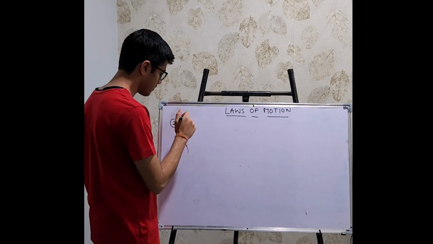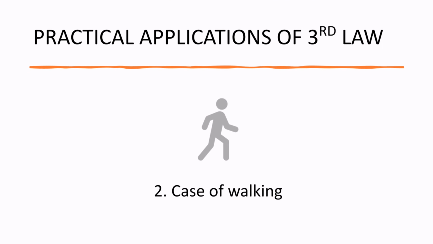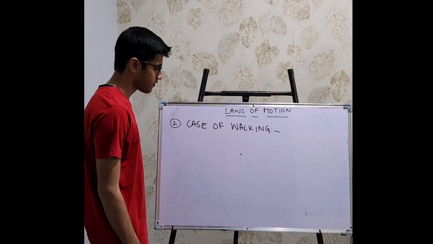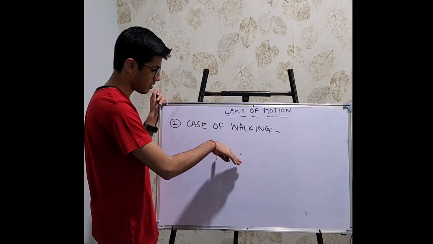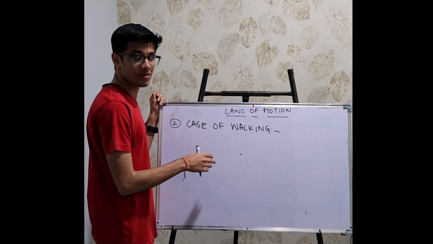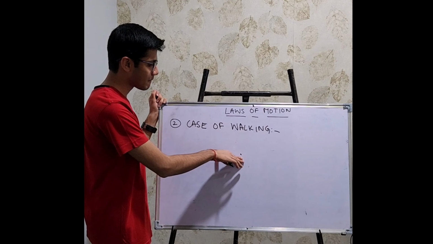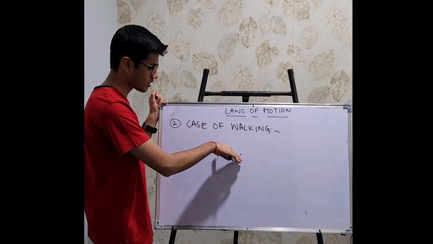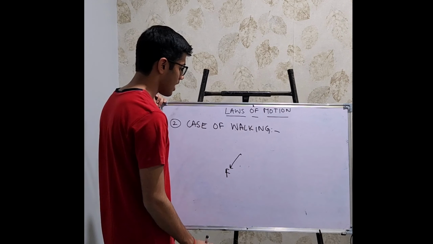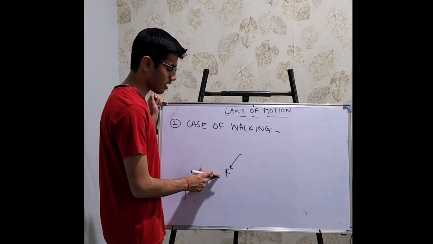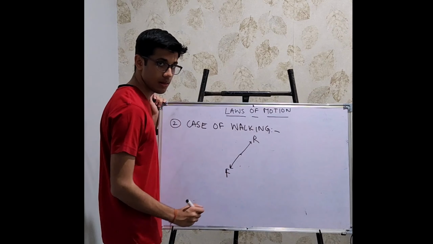The second example of the third law of motion is the case of walking. Let's say this point is our foot, and when we walk, we notice that we exert a force right here, like this. If you don't believe me, you can just go around and walk, and you will notice that your legs will exert a force in this direction. This will be the force applied by your legs, and opposite to it will be another force applied by the ground on your legs, which is again the normal reaction, R.